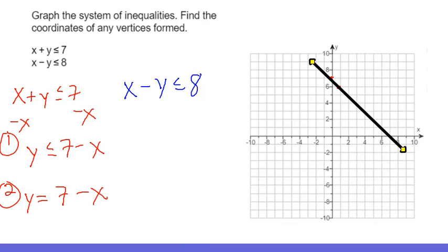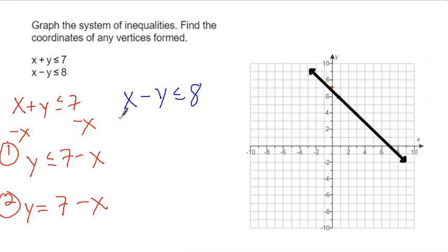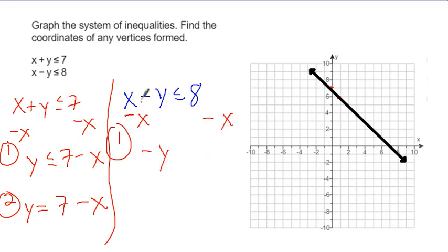Let's move on to the second inequality. First step, solve it for y. So we'll subtract x from both sides. Let me write that again. It kind of got sloppy there. Subtract x from both sides, and we'll get negative y. So this is going to make a difference here. Negative y is less than or equal to 8 minus x. And then to solve it for y, we'll have to divide by negative 1 on both sides.